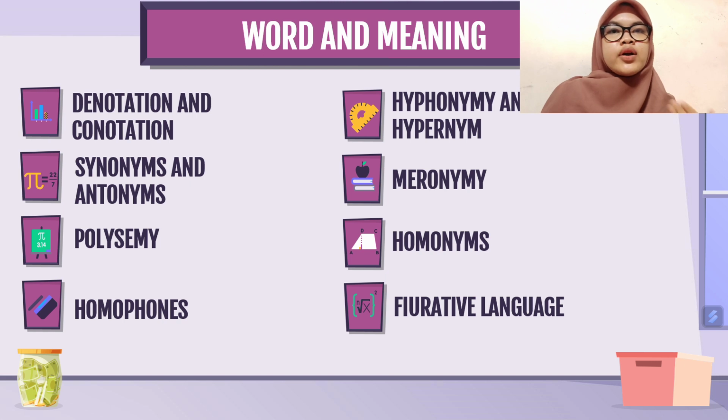The sixth is meronymy. Meronymy is a relationship between words where one word represents a part of another word. For example, the relationship between finger and hand, where finger is a part of hand, and therefore finger is a meronym of hand. The seventh is homonyms. Homonyms are words that sound the same and are spelled the same but have different meanings. For example, bank can mean financial institution or riverbank.